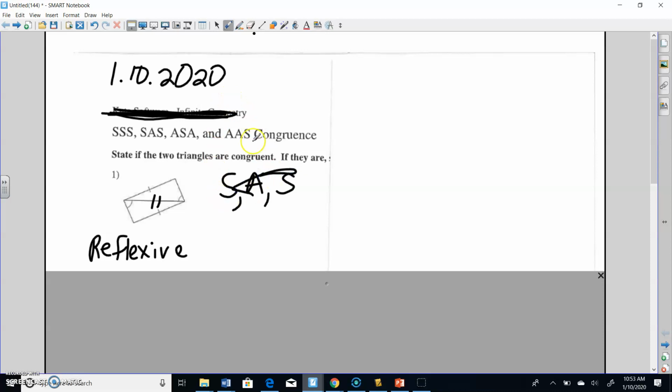Then we're going to take a look at where the information is, where the angles and the sides are, to see if it's side, angle, side. In order for it to be side, angle, side, the angle has to be in between the two sides that are congruent. So here I've got this side and that side congruent. Is this angle in between those two sides? No, it would need to be this angle, right? That's equal to that angle. So what we actually have is two sides that are congruent, and an angle that's congruent but not inside the two sides.